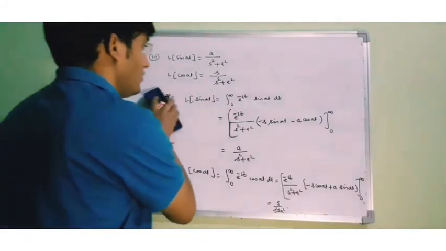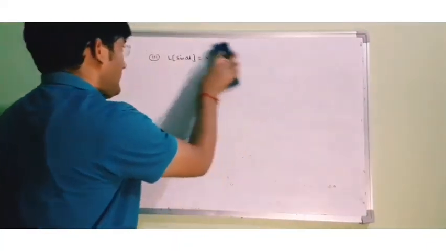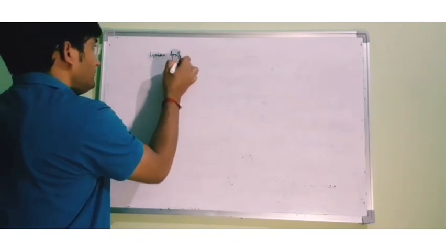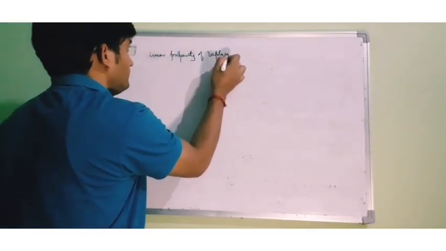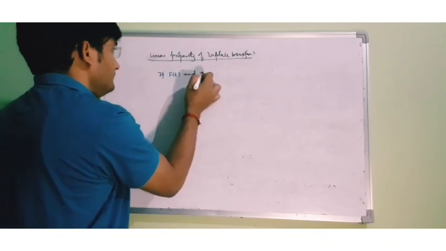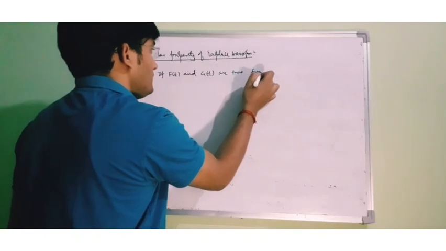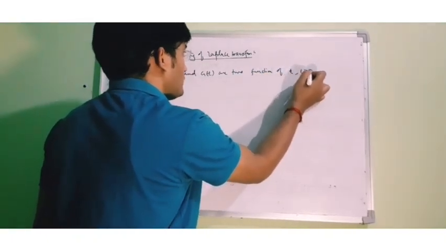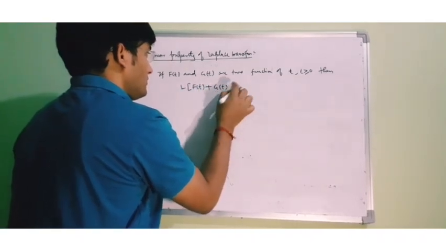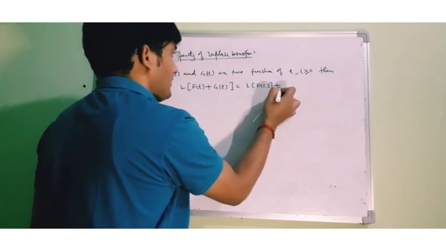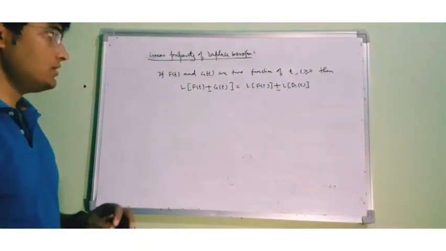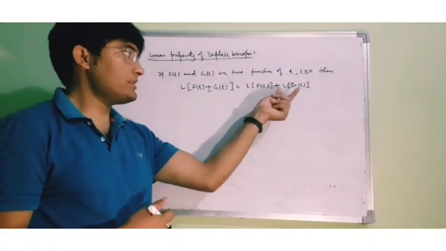Then we have a formula for the Laplace of sine hyperbolic at and cos hyperbolic at. Before that, I will discuss the linear property of Laplace transform. If f(t) and g(t) are two functions of t where t is greater than or equal to 0, then the Laplace of f(t) plus g(t) is equal to Laplace of f(t) plus Laplace of g(t). Similarly, if there is a negative sign, we will have a negative sign at this place. So Laplace of f(t) plus or minus g(t) is equal to Laplace of f(t) plus or minus Laplace of g(t).